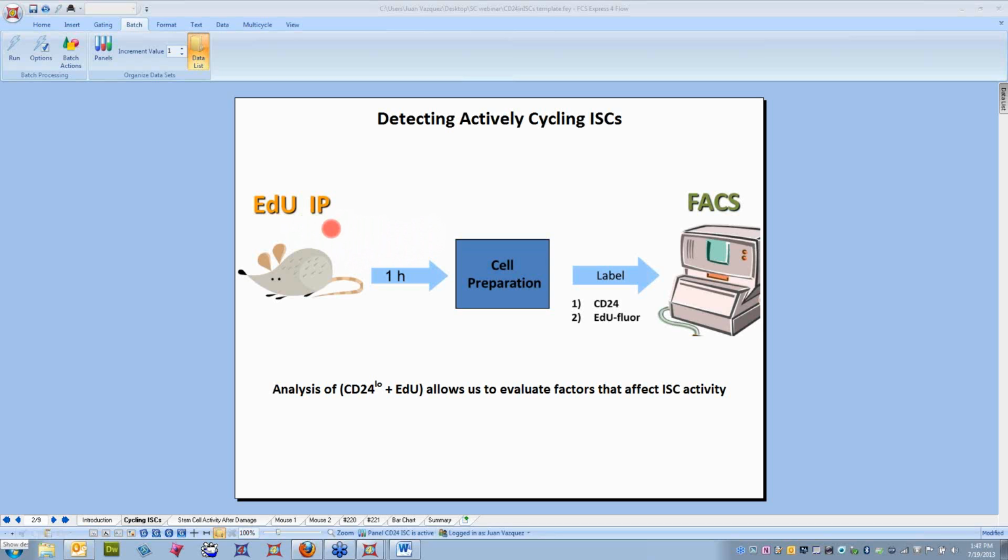What we do is we inject this mouse an hour ahead of sacrifice. We then make a cell preparation, and we evaluate with CD24 and EdU. So we can see what portion of these stem cells are cycling by flow cytometric analysis. This gives us a great tool to look at factors that affect ISC activity.